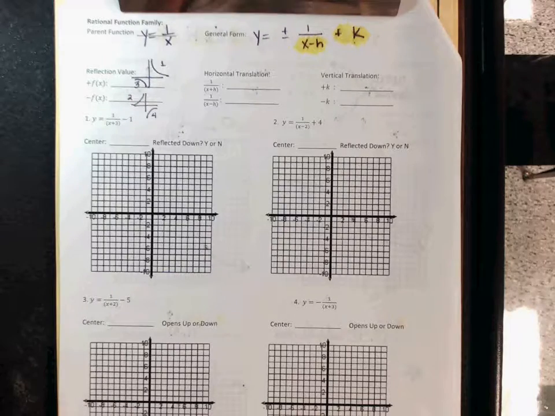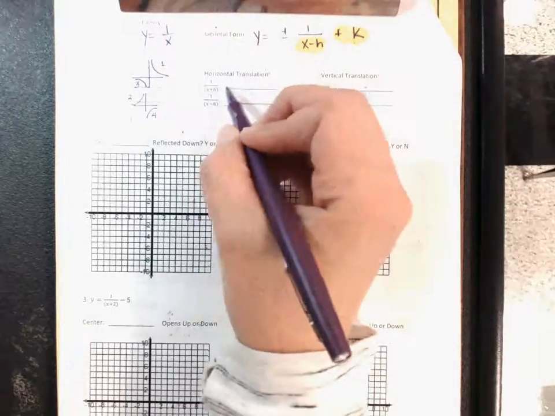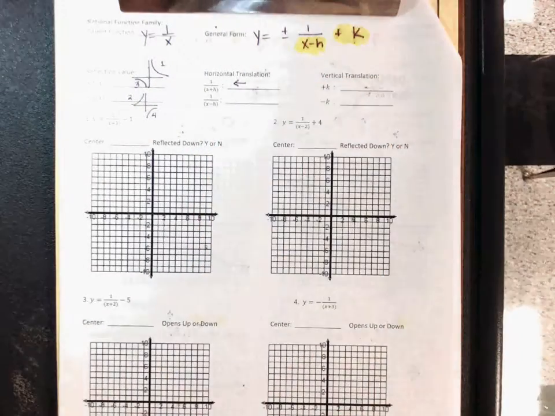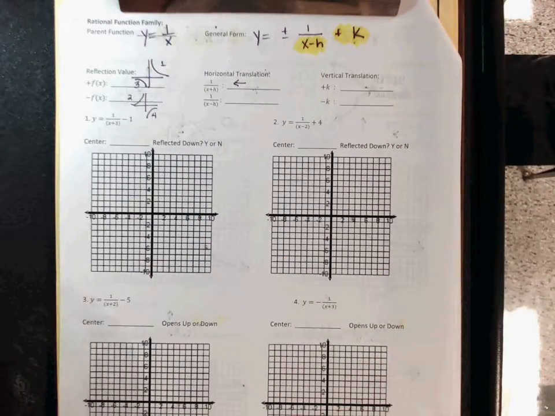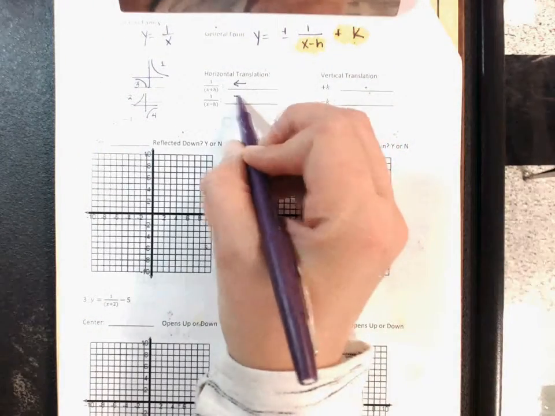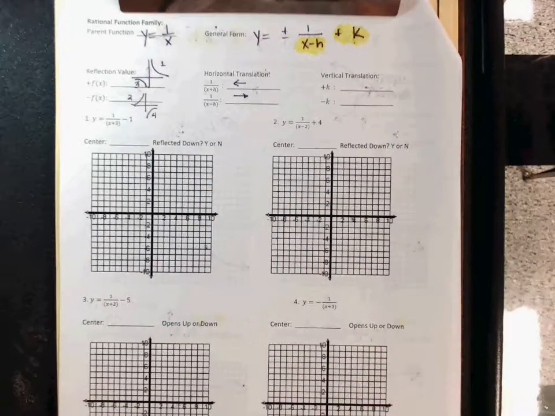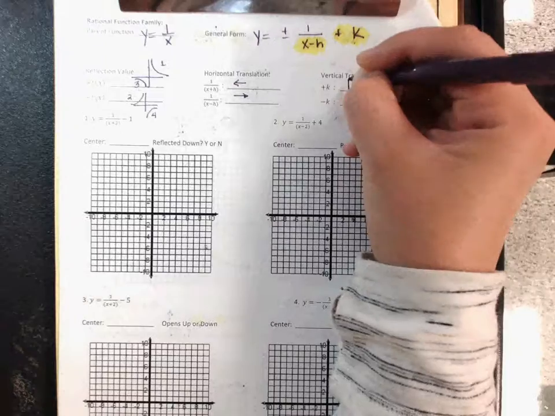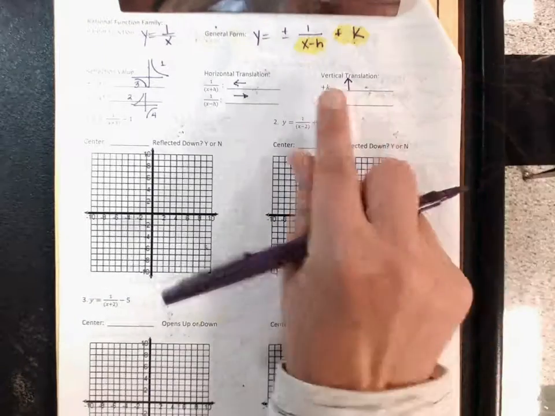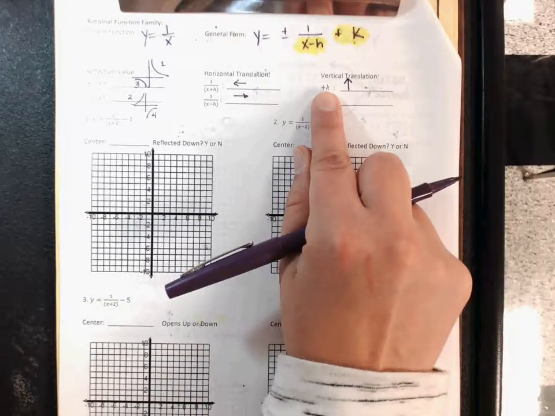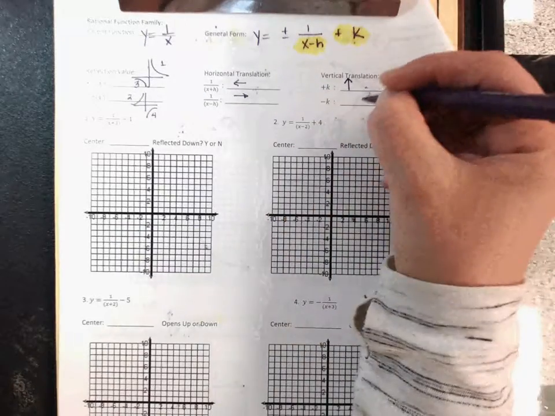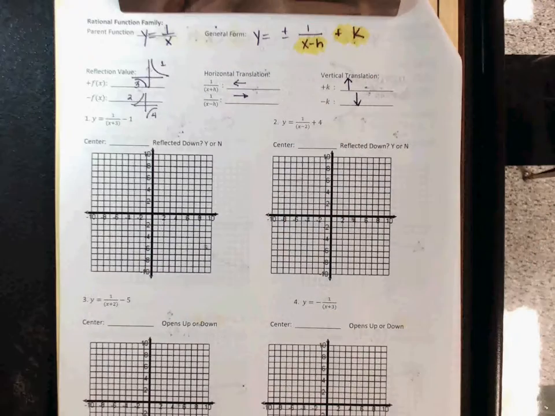All right, the plus 3, which way am I going, left or right? Left, because if there's a plus with your x, you're going to do the opposite. If there's a minus, which way are we going? To the right. What about a plus k? Am I going up or down? For the k, do we switch the sign? No, so plus is up, minus is down.